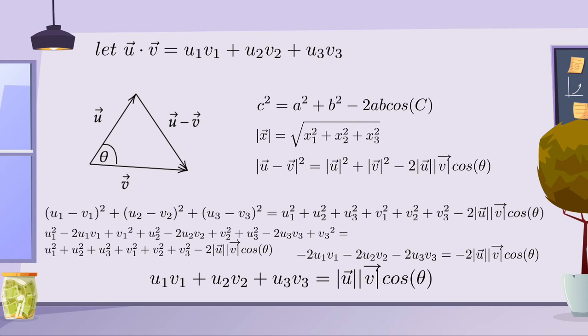But let's let the dot product of u and v, which we write as u dot v, as I showed above here, be u1v1 plus u2v2 plus u3v3. And then let's also make note that the dot product is also equal to the magnitude of u times the magnitude of v times the cosine of the angle theta.